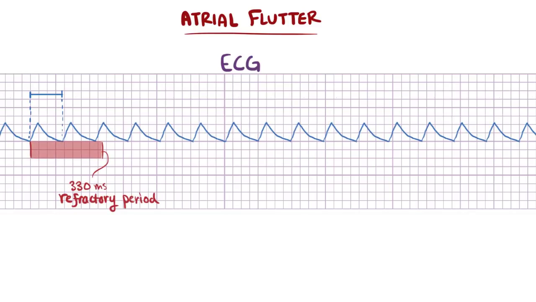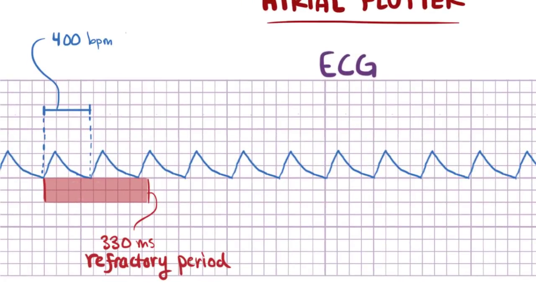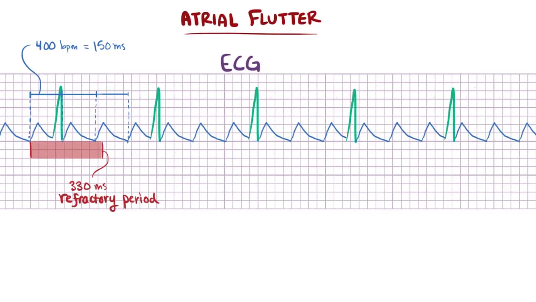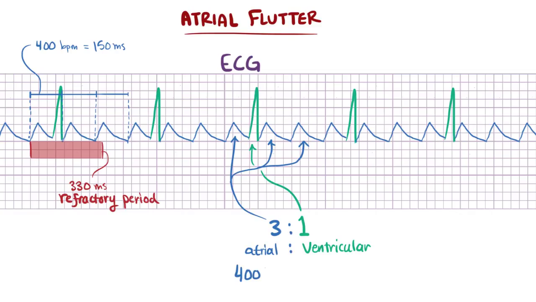Now let's say the atria were going at 400 beats per minute. The first one conducts, then it's 150 milliseconds to the next one. Then the next atrial beat after that would land at 300 milliseconds, and the AV node still wouldn't be ready, right? Meaning the ventricles wouldn't contract until the third atrial beat comes in at 450 milliseconds. In this case, it's a 3-to-1 atrial to ventricular rate, 400 atrial beats per minute to 133 ventricular beats per minute.